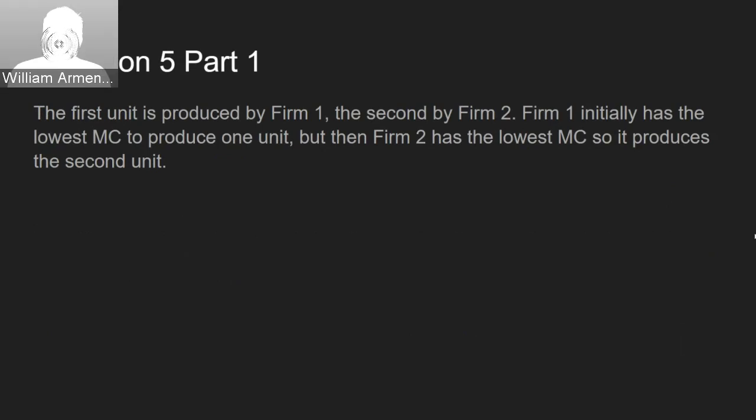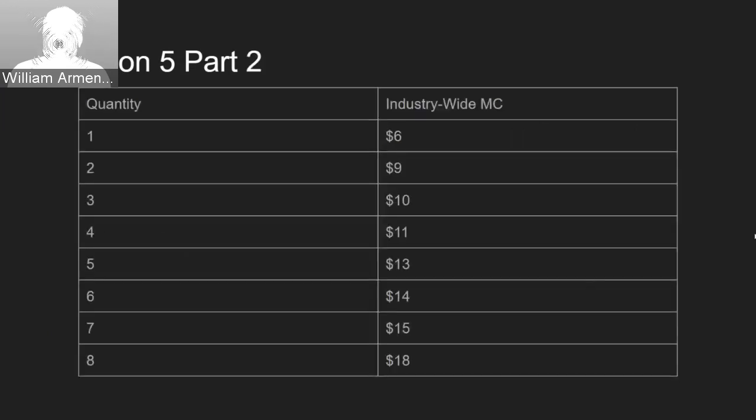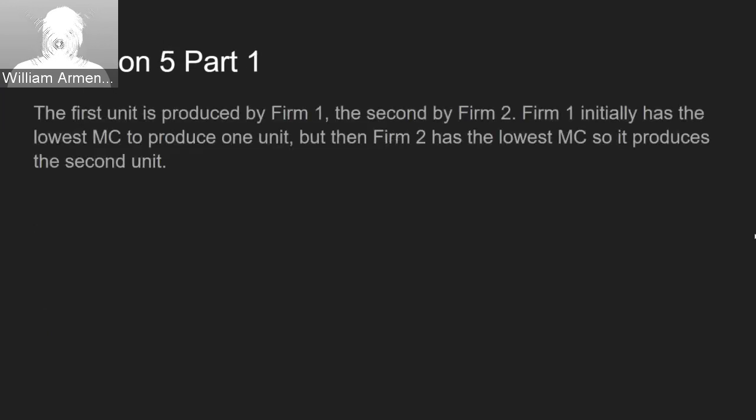For question 5, it asks us to take a look at the graphs and create a table based on the quantity and marginal cost. So we have the tables on the next slide. For each of the quantities, we have the marginal cost that is equivalent to that based on the graph. And then if you go back, the question asks which firm produces the first unit of industry output, and that's going to be firm 1 because it has the lowest marginal cost to produce 1 unit.